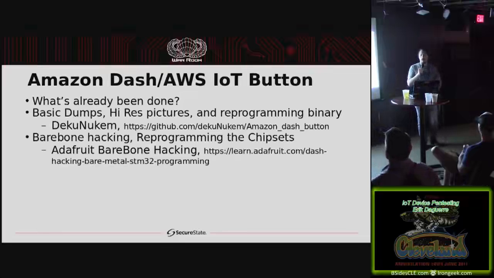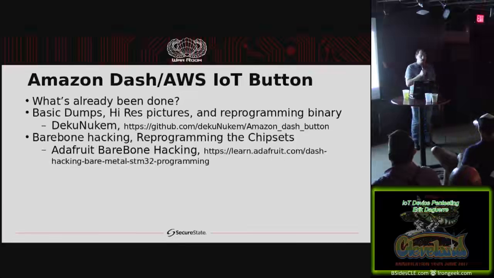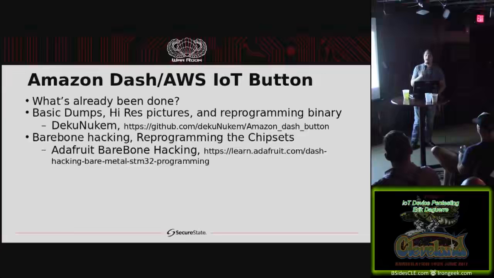So I'm going to look at this one, which is based off of the IoT button, or the Internet of Things button, that interfaces with Amazon's AWS system. Before we get started, I'll look at what's already been done with this particular device out there. Well, there have already been basic memory dumps off of it. There have been lots of high resolution pictures taken of the chipset itself. And there are already how-to guides on how to reprogram it to make it do what you want. So there's a lot of bare bones hacking that's already been done, and how to reprogram these chips.